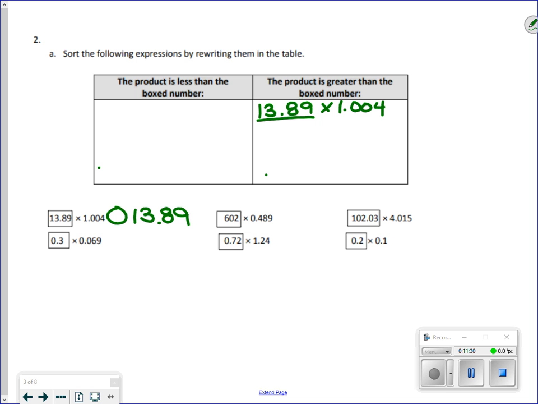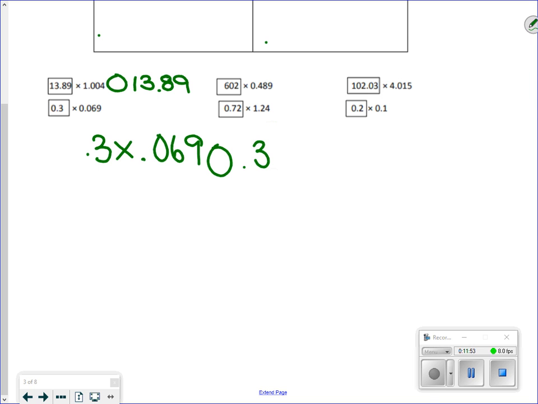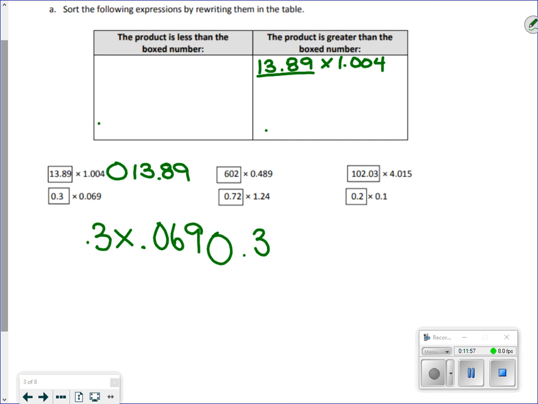3/10 times, see, I'm going to write this so you can see it. 3/10 times 69 thousandths compared to 3/10. Is it going to be less than or greater than? Why is it less than? So this number is less than 1. 69 thousandths is less than 1, so your product is going to get smaller.